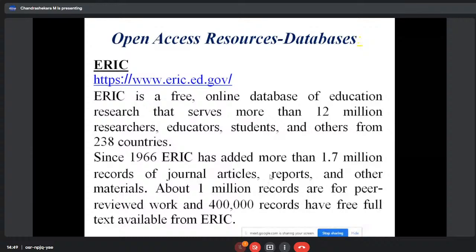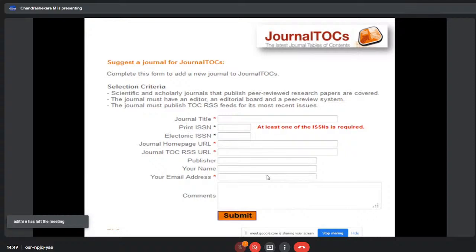Then there are many journals available. I have not listed these education resources, DOAB, DOER, and so on. So there are many. Journal Table of Contents is one. Suggest a journal for the Journal Table of Contents. Here you can complete this form and add a new journal to the Journal Table of Contents. Because this is one, the Journal TOC service is available. You can put in the title, metadata, vendor, electronic journal, homepage, everything, and then post it there. And many people will see that.